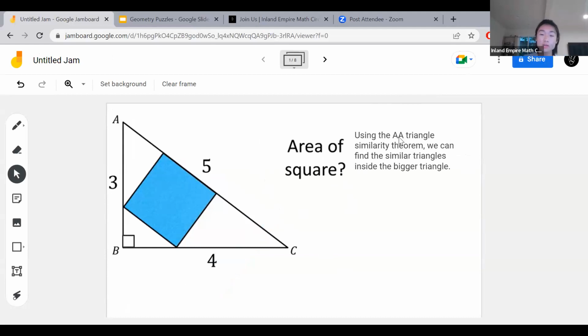All right, so using the angle-angle theorem, we can find some similar triangles inside this bigger triangle. So can you guys try to spot those? We're using the angle-angle theorem that we just went over earlier. It's a little hint to get you started. Can you spot any of the similar triangles in here? You can unmute, Lloyd, Jasper. You guys got anything?